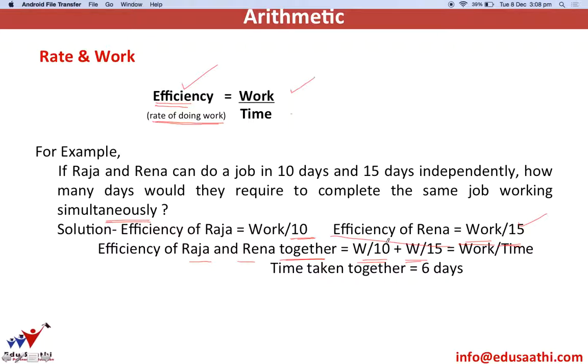And this efficiency is equal to, again, W over time. So when they are working collectively, I can just eliminate the value of W because work is the same in all three cases. I'll be left with the equation 1 by 10 plus 1 by 15 is equal to 1 by t. Solving this equation, the time taken together comes out to be 6 days. So when they are working together, they'll take only 6 days for the work to be completely done.